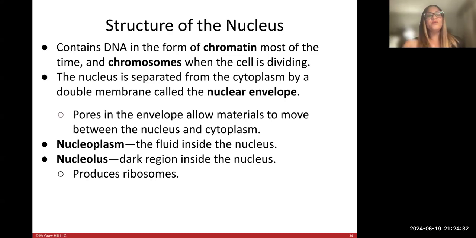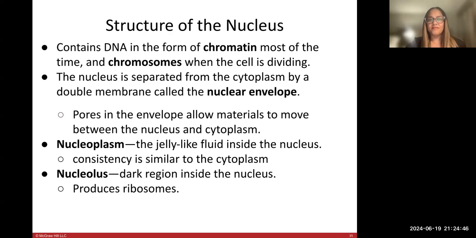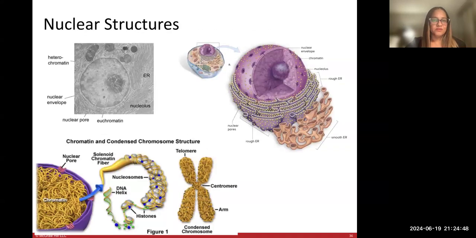And then it has a nucleolus, which is the very dark region inside the nucleus that produces ribosomes, or pieces of ribosomes to be put together during protein synthesis. So there's all your nuclear structures. So the nucleus is the entire large structure, and then inside the nucleus you have the little darker structure called the nucleolus.